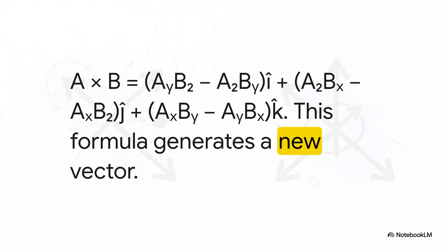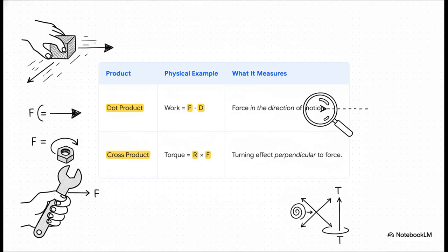Okay, deep breath. The cross product. I know, this one looks like a beast, but don't worry about memorizing it. Just look at the structure. You see the i hat, j hat, and k hat? Those are just the unit vectors for the x, y, and z directions. So this big formula is really just a recipe for finding the coordinates of our brand new vector in 3D space.